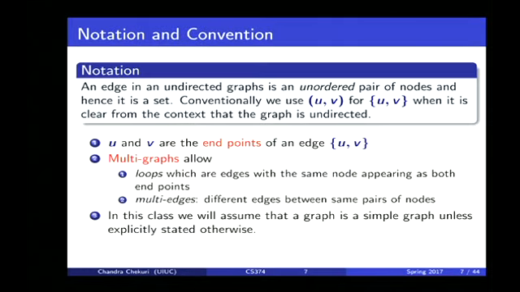Okay, notation. An edge has 2 endpoints, U and V. Multigraph. What is a multigraph? It means that I allow multiple edges between the same 2 endpoints. In some applications it is necessary, but for this class, unless we explicitly say, we assume there are no multigraphs, because multigraphs are a little complicated notation-wise.